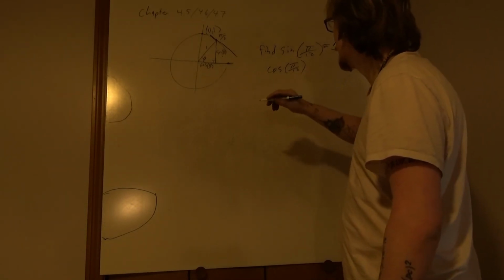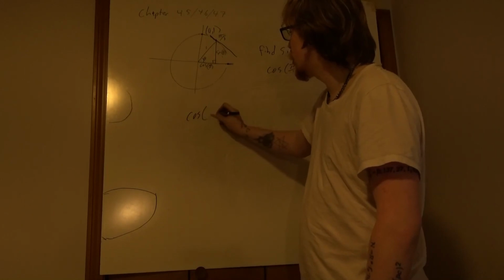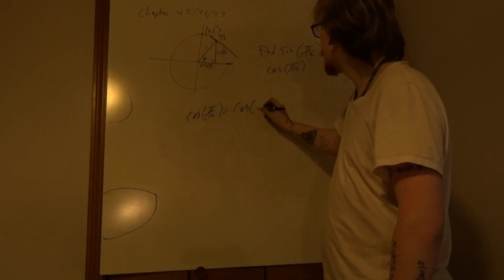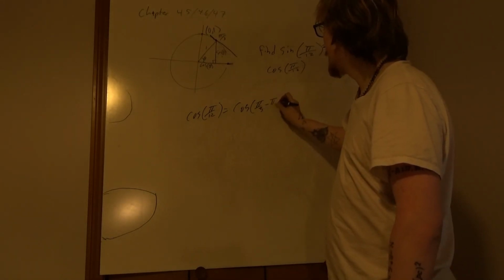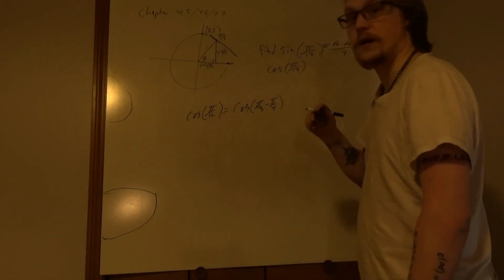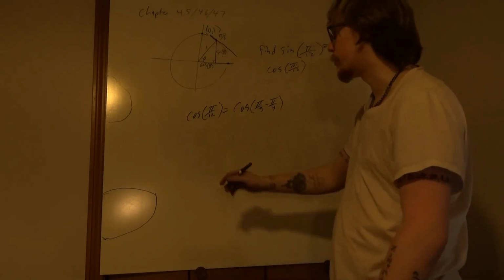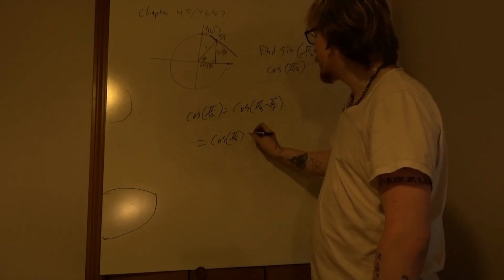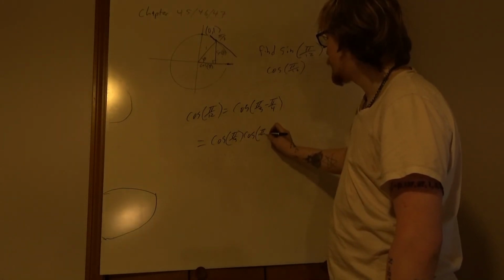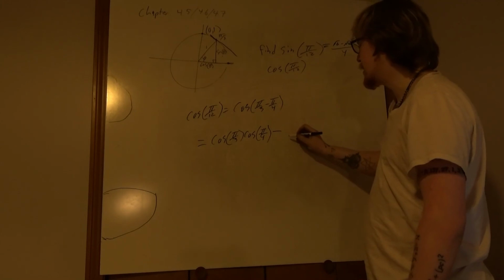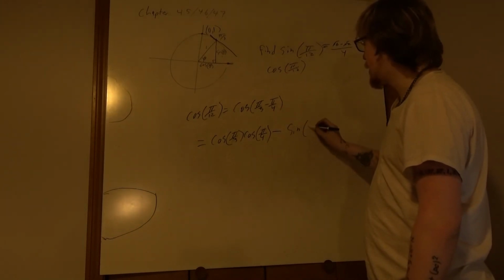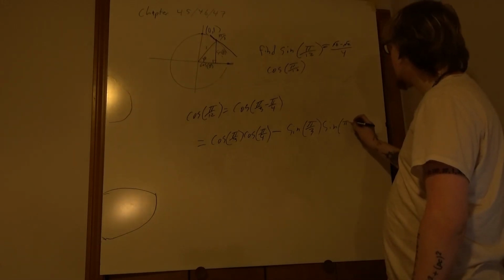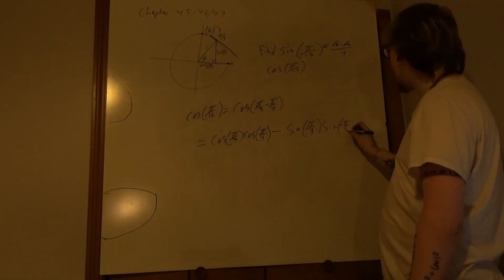and cosine of pi over 12, well, this is going to be the same thing. It's going to be cosine of pi over 12 equals cosine of pi over 3 minus pi over 4. And now we use the cosine angle sum formula to give us the cosine of pi over 3 times the cosine of pi over 4 minus the sine of pi over 3 times sine of minus pi over 4.